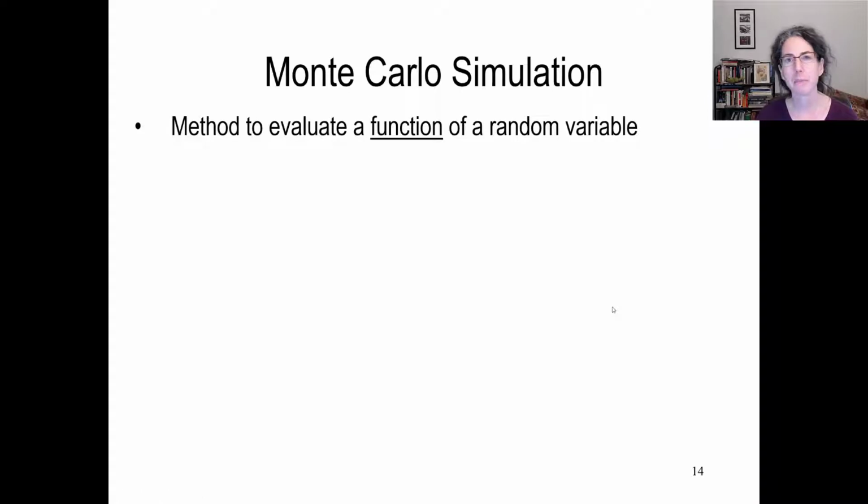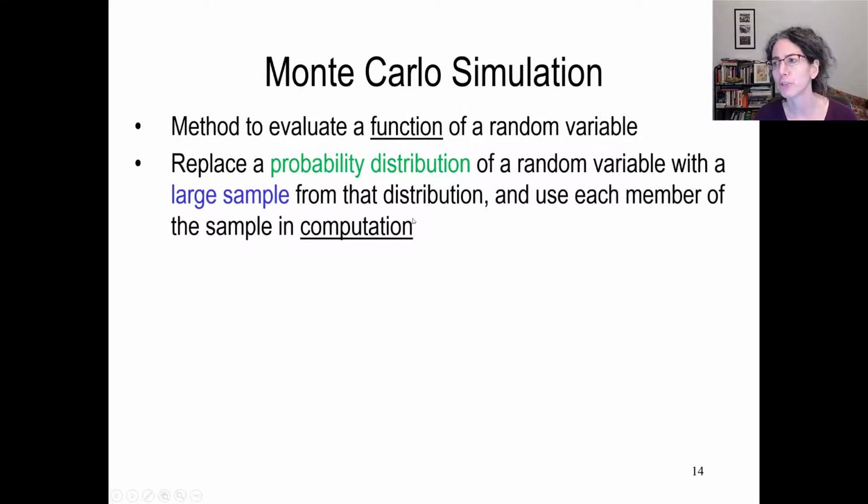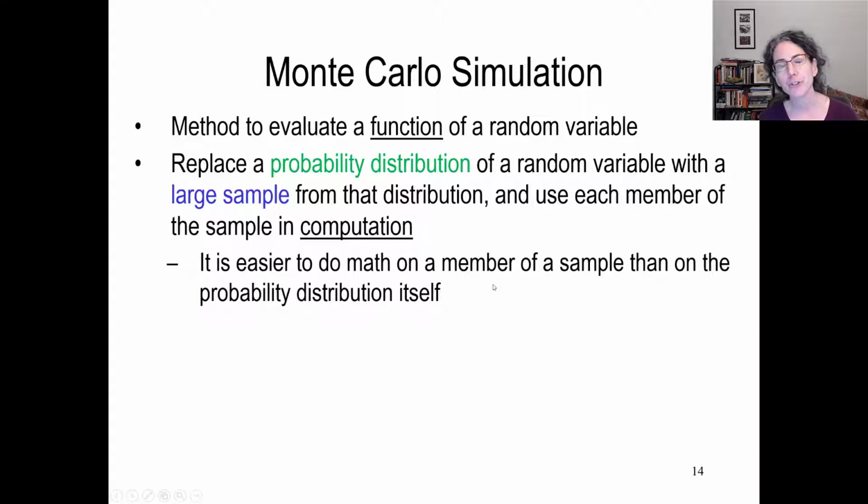I'm going to describe it as a method for evaluating a function of a random variable. A random variable is represented by a probability distribution, and it can be hard to drag a probability distribution through some function, be it an equation or maybe an entire analysis process that includes modeling and other methods. So what we're going to do is replace a probability distribution of a random variable with a very large sample of values from that distribution, and then we'll use each member of the sample in computation. The idea is that it's a lot easier to do math on a member of a sample than it is on the probability distribution itself, especially if that math involves deterministic modeling, for example.